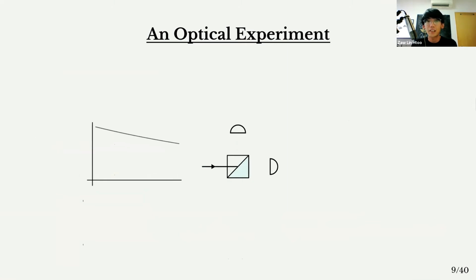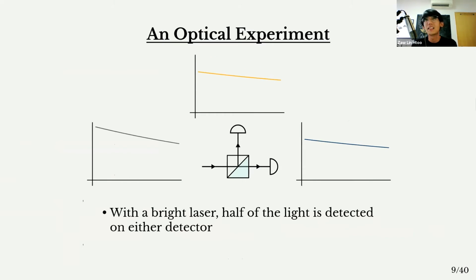If you shine light in, so this is a pretty bright light, we know that half of the light will be detected on either of the detectors, because half of the light will go through and the other half will be reflected. And so whatever intensity you put in, half of it will be detected on the right detector and half of it on the upper detector.